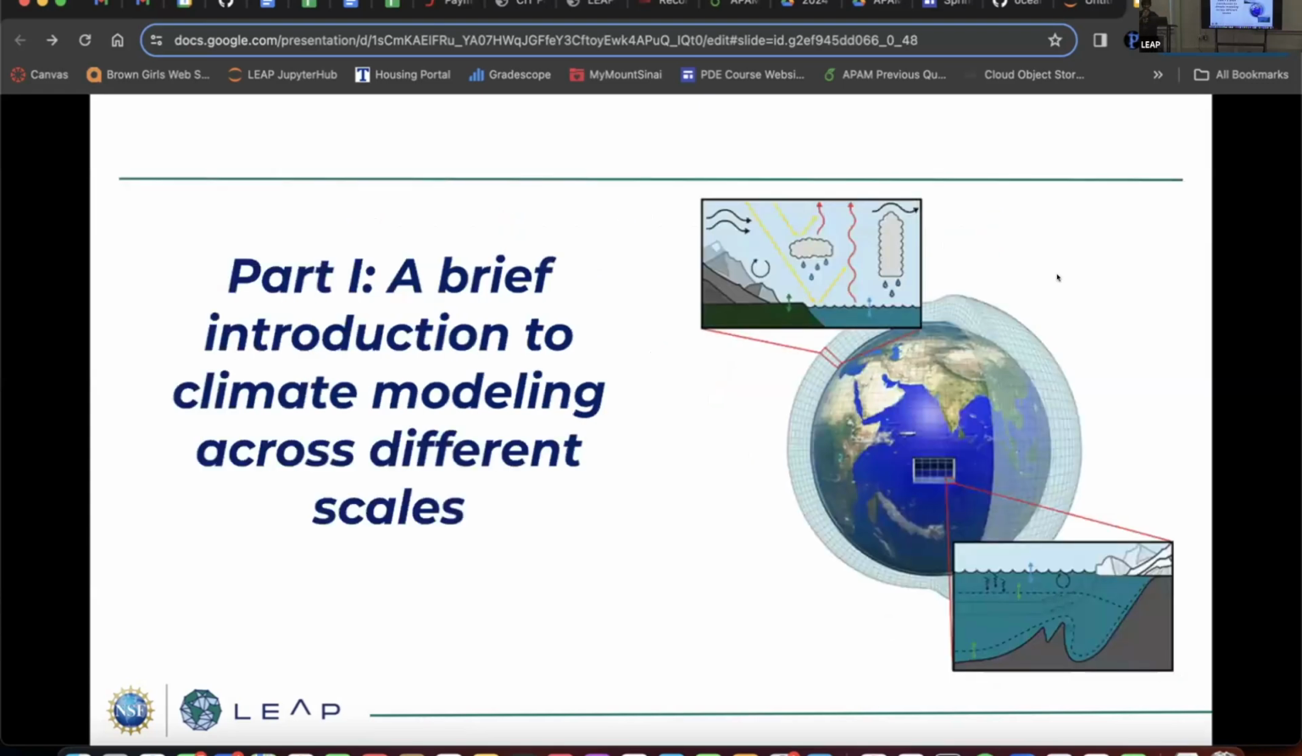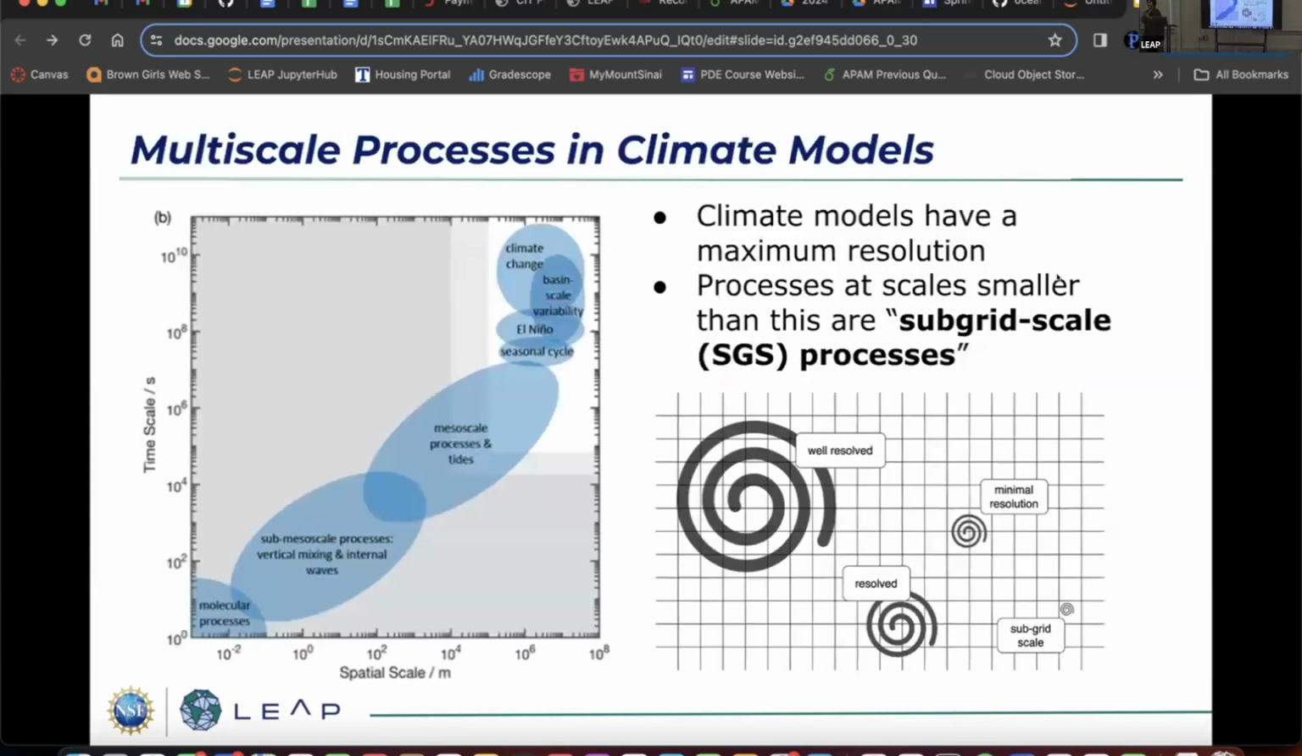Okay, part one, a brief introduction to climate modeling across different scales. The Earth system has processes that happen at a variety of different scales, and all these scales can kind of interact with each other, and these scales can be as large as 10 to the eighth meters in space, and as small as just a couple millimeters. We want our climate models to be as representative of the Earth system as possible, but the problem is we have limited computing power. So these climate models typically end up having a maximum resolution and struggle to capture some of these really small scales.